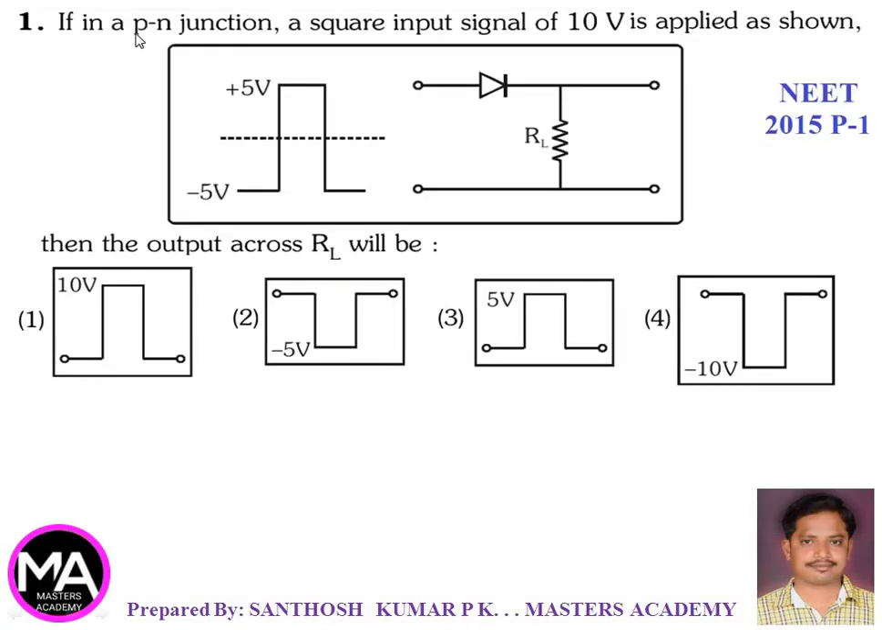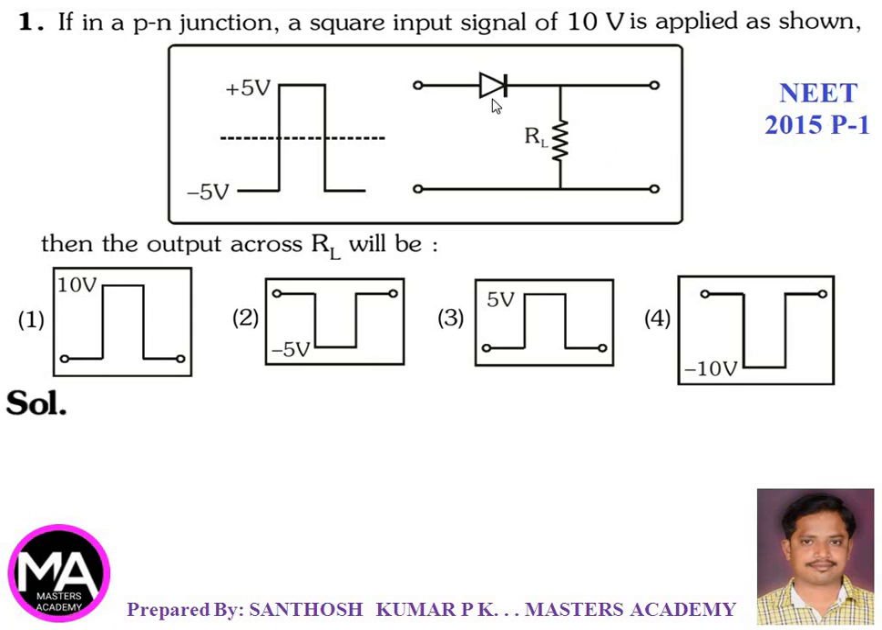First problem: if in a PN junction a square input signal of 10 volt is applied as shown, then the output across RL will be. This is the input signal and it is the given PN junction. It is from NEET 2015 phase 1.